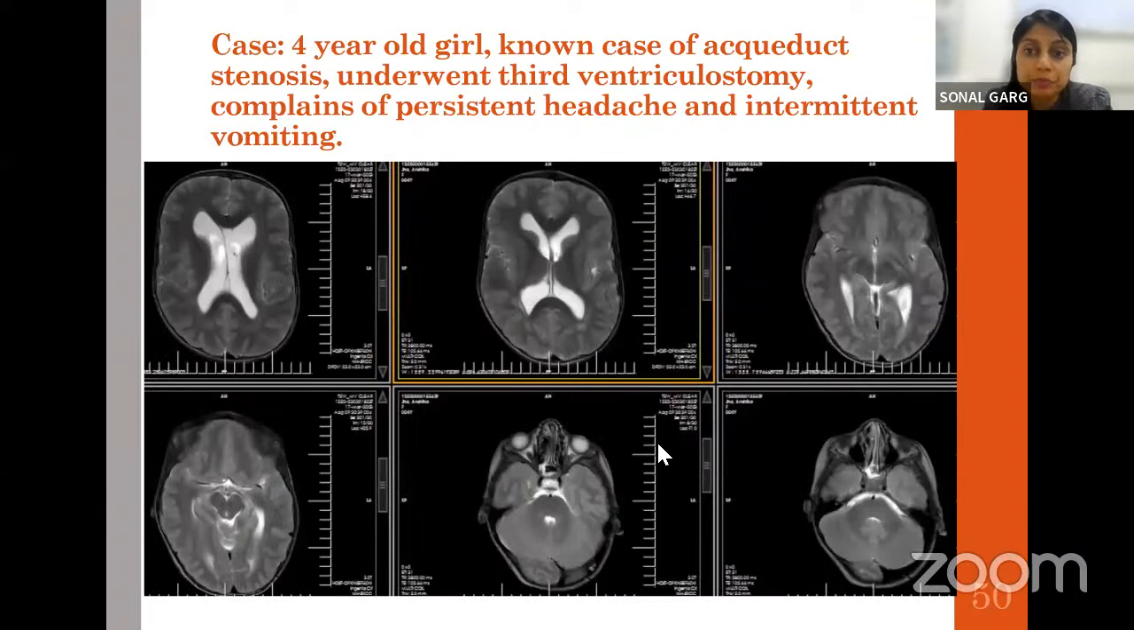Now, this is the next case of a four-year-old girl who's a known case of aqueductal stenosis. She underwent a third ventriculostomy, but she's still complaining of persistent headache and intermittent vomiting. And here we can see that both are still dilated. You can see that there is some amount of periventricular seepage of the CSF, which we call periventricular ooze. And as you scan down, you can see that the fourth ventricle is relatively collapsed. So what can we do next to assess whether this third ventriculostomy is working well or not?